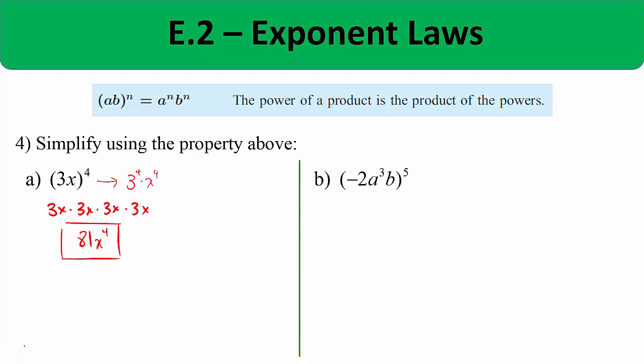In this example, we have 3 things inside the parentheses, all being raised to the power of 5. So we have negative 2 to the power of 5, a to the 3rd to the power of 5, and then b to the power of 5. So let's simplify. Negative 2 to the power of 5, that's going to be 5 negative, so it stays negative 32. A to the power of 3 to the power of 5. We multiply an exponent raised to an exponent, so we get a to the 15. And then our last term is, of course, b to the 5th.